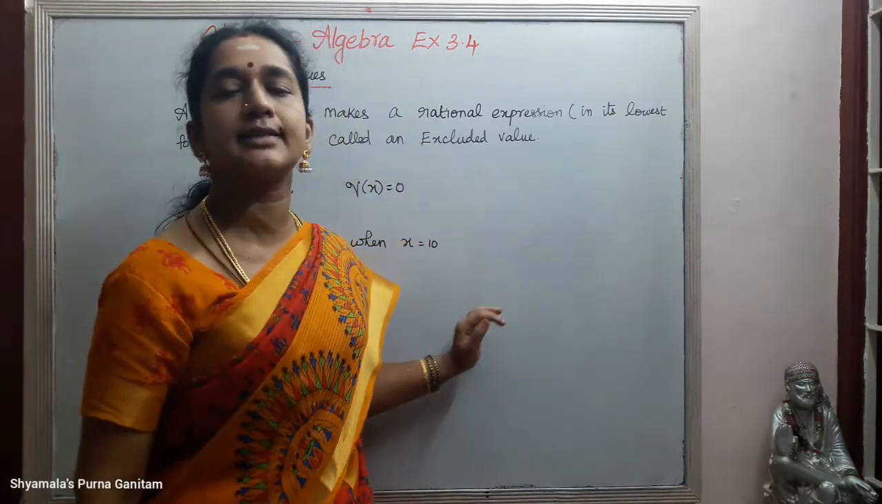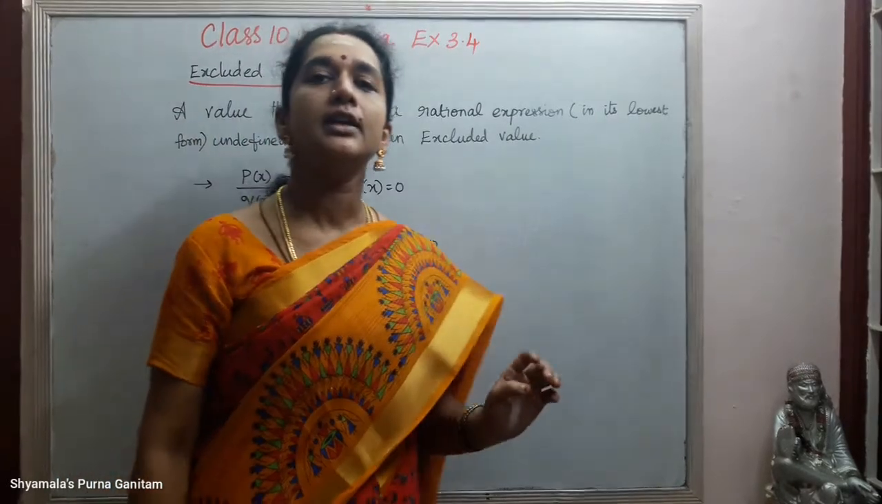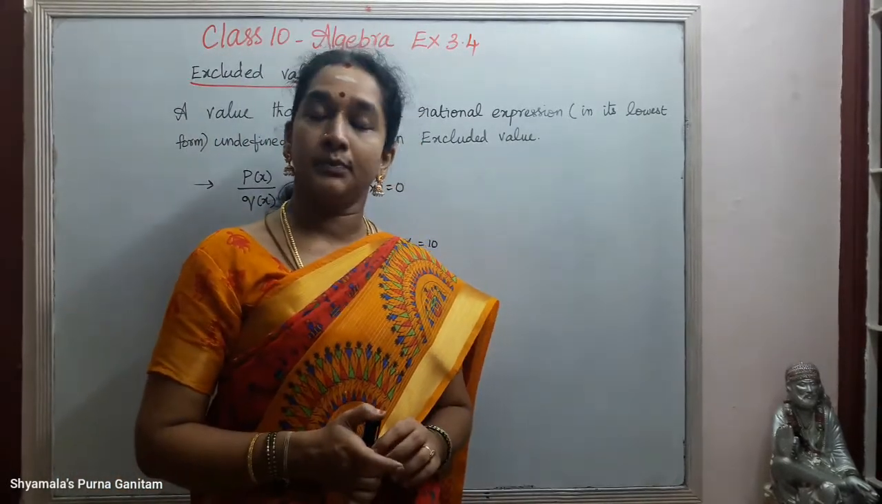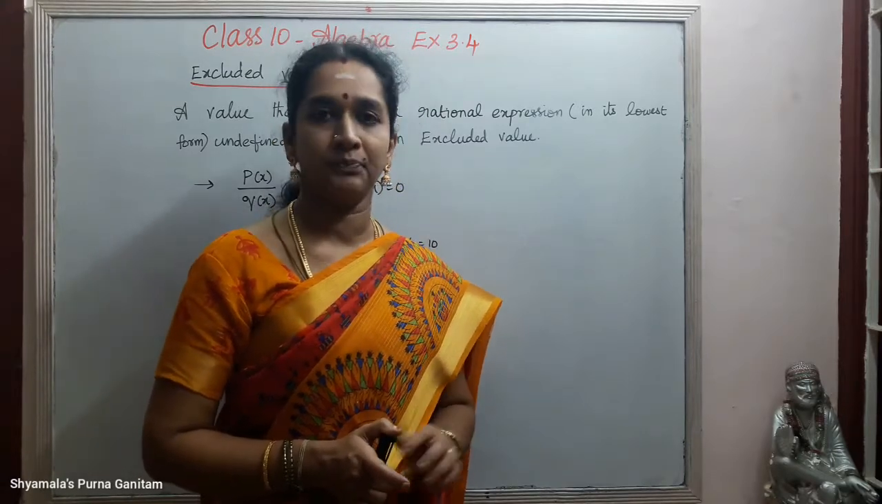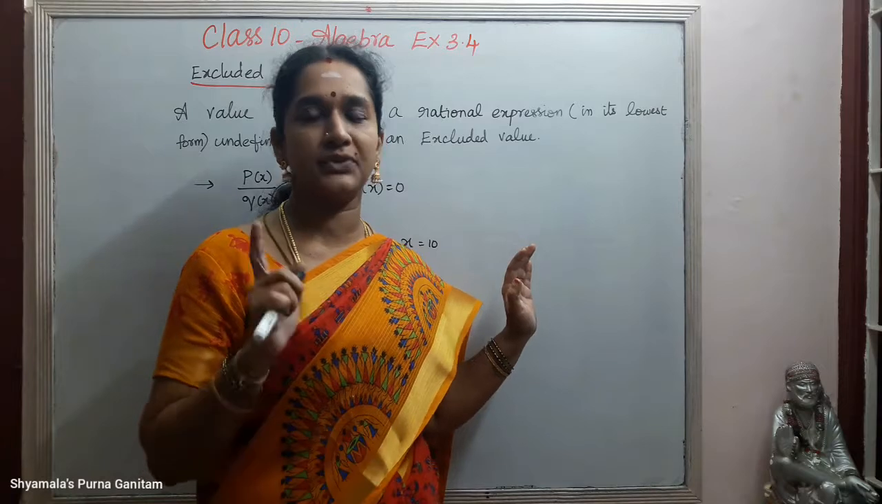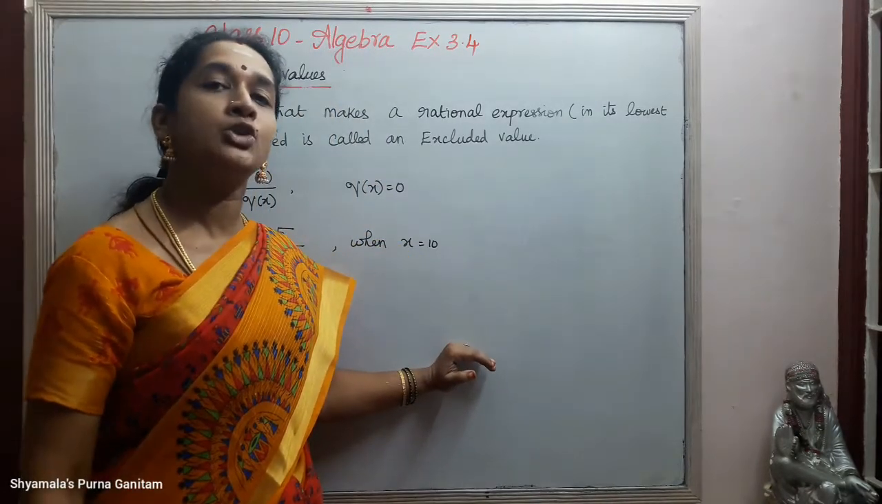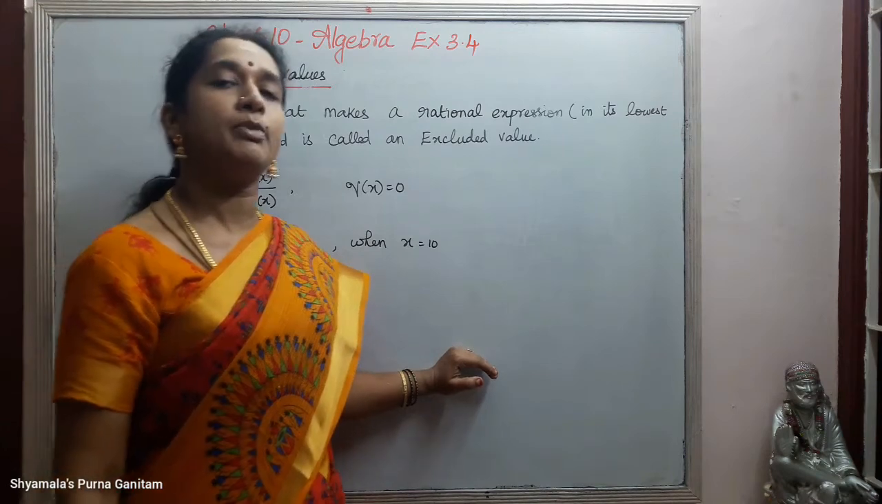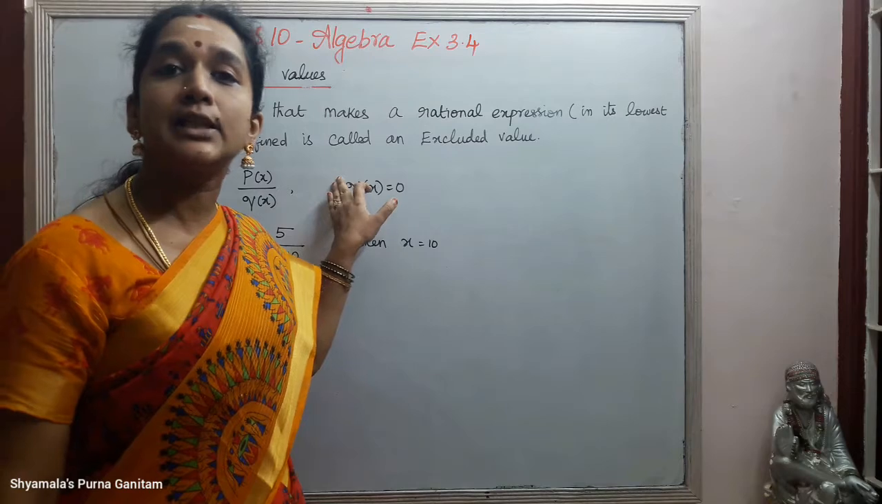In this class I will be doing the class 10 Samacheer Kalvi syllabus or matriculation syllabus, 3rd chapter, Algebra, exercise 3.4. Already one subdivision I have completed, reducing the rational expressions to their lowest form. Now I am going to do the second subdivision. Before going into it, we need to know about excluded values.